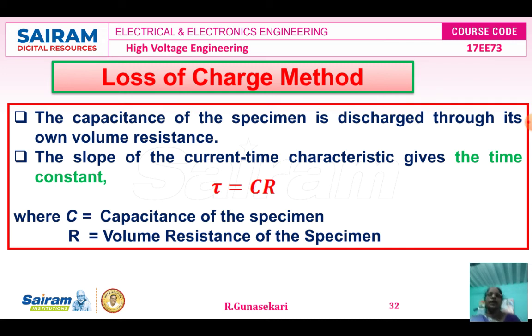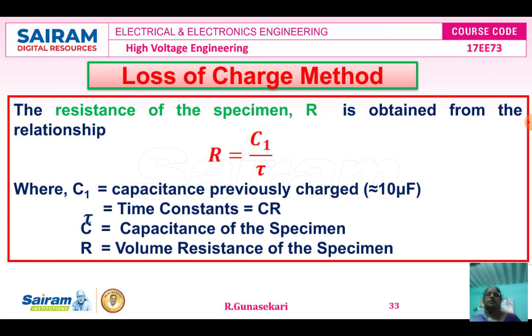The slope of the current time characteristics gives the time constant which is denoted by tau. The formula for tau is tau equal to CR, where C is the capacitance of the specimen, R is the volume resistance of the specimen. The resistance of the specimen capital R is measured by the formula R equal to C1 divided by tau. Already you know tau is equal to CR. Tau is the time constant.